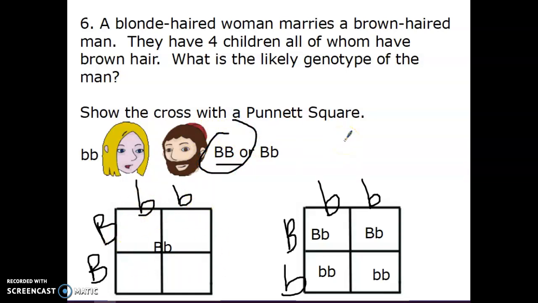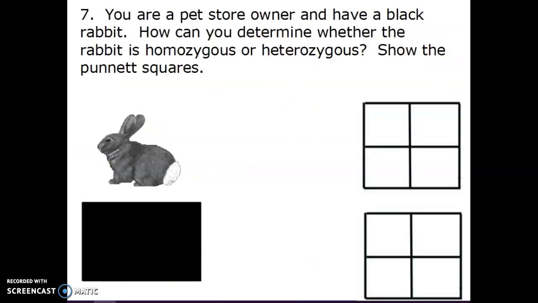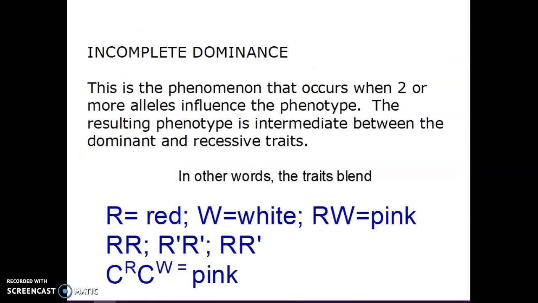Okay, now remember, this is just probability because he could still have this genotype and end up with all brown-headed children, right? It's just a matter of probability. But more than likely, he would have the homozygous dominant trait. Okay, all right, I'm going to skip this one in the interest of time. Let's move on to incomplete dominance.